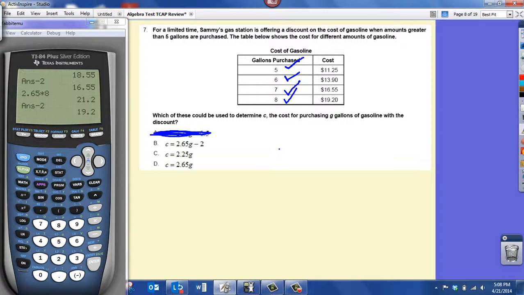Now if you notice on here, when I was doing it, I would say 2.65 times 8, and then I'd go ahead and hit enter and get that solution, then subtract 2. And the reason I did that is so the calculator didn't get confused on order of operations or anything like that. But on this problem, my solution is going to be B, 2.65G minus 2. And that's number 7 of the Algebra TCAP review test.